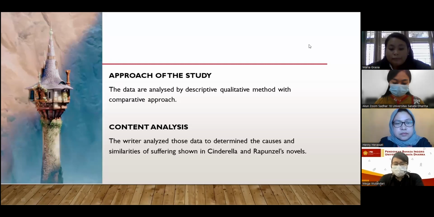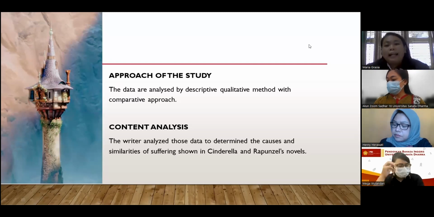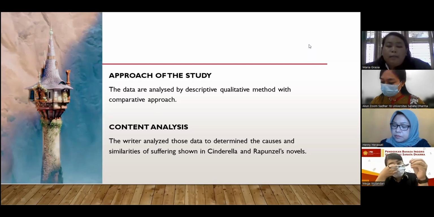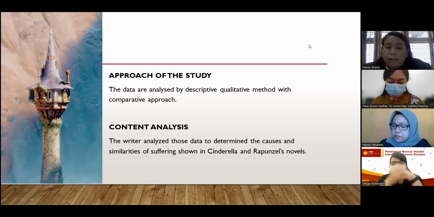Approach of the study. The data will be analyzed by descriptive qualitative method with data collection and a comparative approach. The writer will use a comparative approach. In this study, the writer will compare how the main characters of two books, Cinderella and Rapunzel, suffer. The writer compares the main characters because of the similarity of the plot. Both stories contain main characters being tortured by an evil woman.